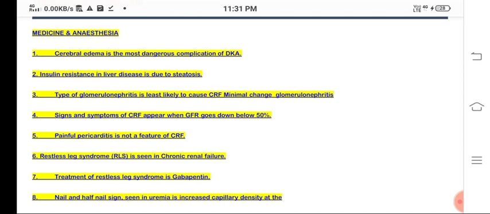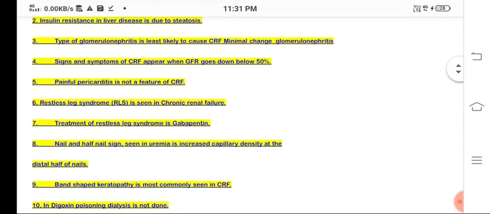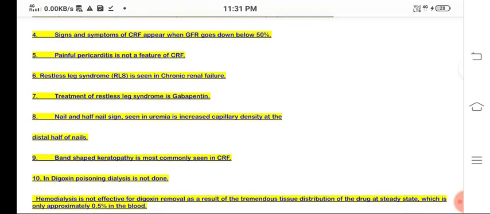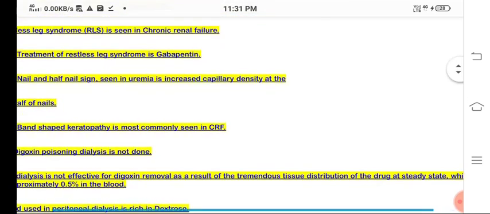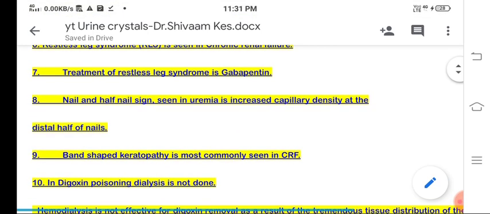The type of glomerulonephritis least likely to cause chronic renal failure is minimal change glomerulonephritis. Another important topic from pathology and medicine is glomerulonephritis, everything about it. Signs and symptoms of chronic renal failure appear when GFR goes down 50%. So CRF. Painful pericarditis is not a feature of CRF. Again, CRF. Restless leg syndrome is seen in chronic renal failure. Treatment of restless leg syndrome is gabapentin.